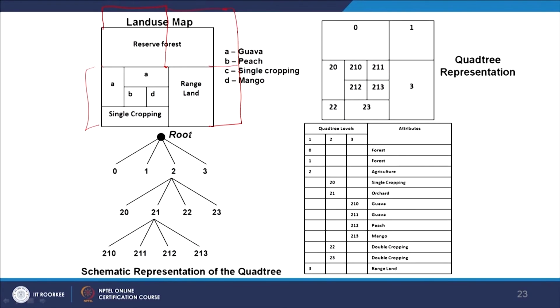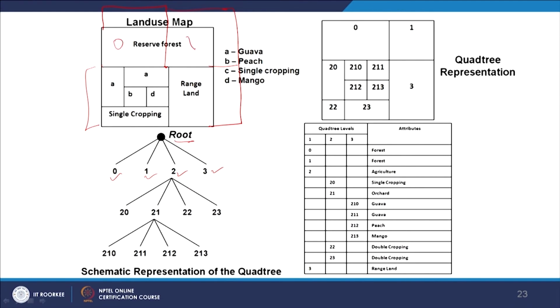An example is given here where the root is divided, that means the overall image is divided into 4 quadrants 0, 1, 2, 3. Then quadrant 2 is further divided, and for 0, 1 and 3, homogeneity has been achieved.